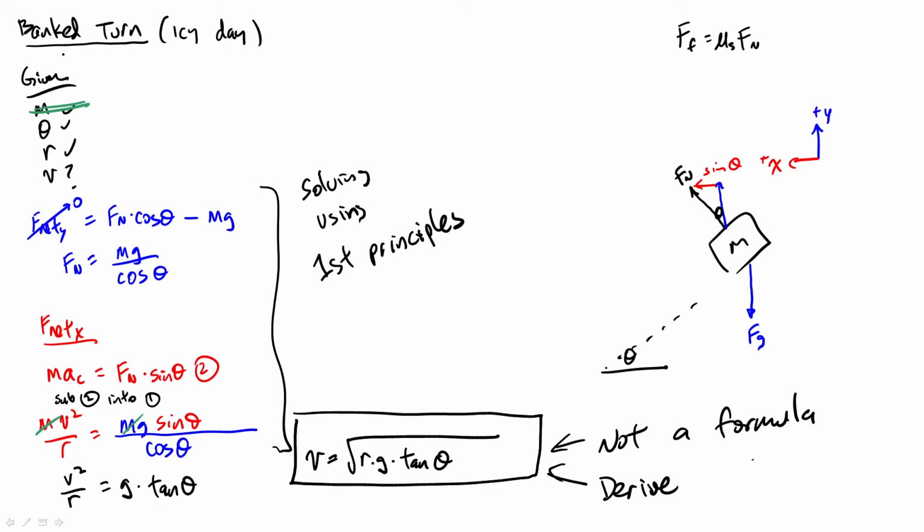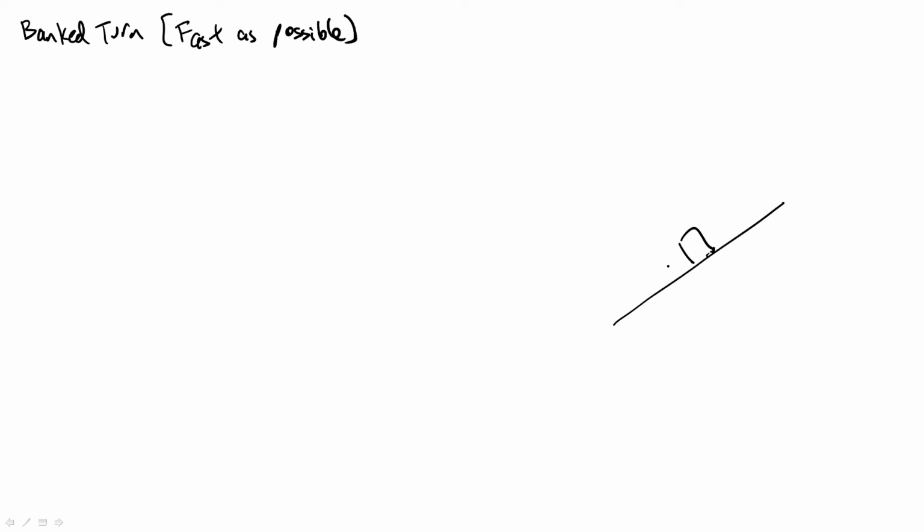Now let's try a bit more challenging problem. This time around in our banked turn, let's say you drive as quickly as possible and there's friction involved and you don't want to accidentally fly off the edge of the ramp. To assist you, that's why you have the force of static friction, but that's going down the ramp.